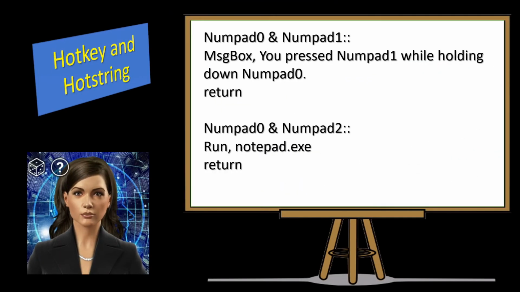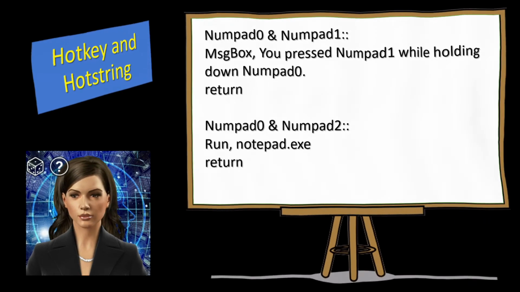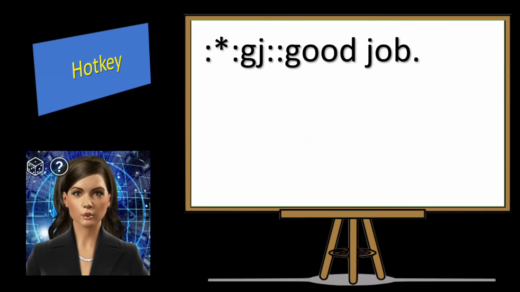Additionally, for a list of most hotkey names that can be used on the left side of the hotkeys ::, you can define a custom combination of two and only two keys, except joystick buttons, by using & in between them. In the example, you would hold down numpad 0, then press numpad 1 or numpad 2 to trigger one of the hotkeys. But you are now wondering if hotstrings have any cool modifiers since hotkeys do.